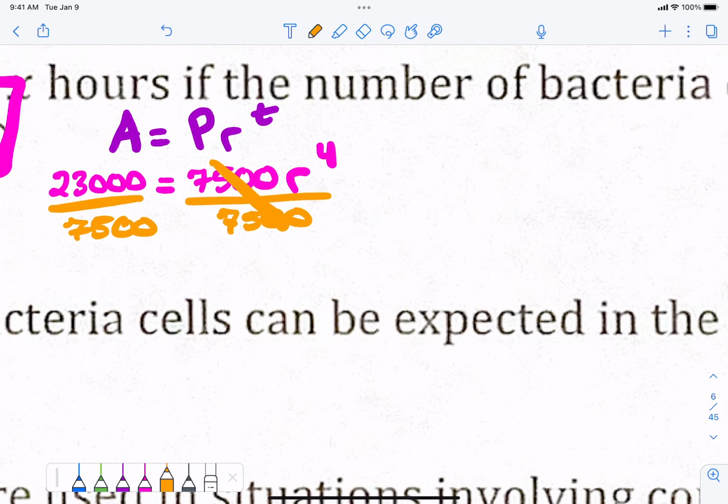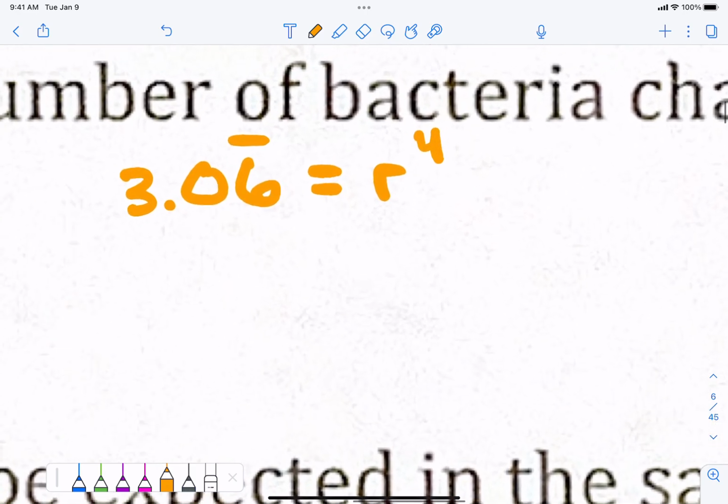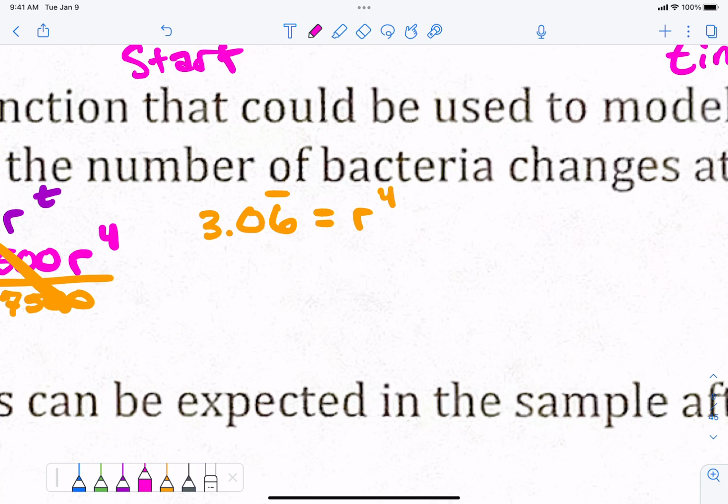23,000 divided by 7,500 is something like 3.06 with the 6 repeating, I think, is what you will get in your calculator. Equals R to the 4th power. Okay, now, Gordon says, to undo a 4th power, you do the 4th root.